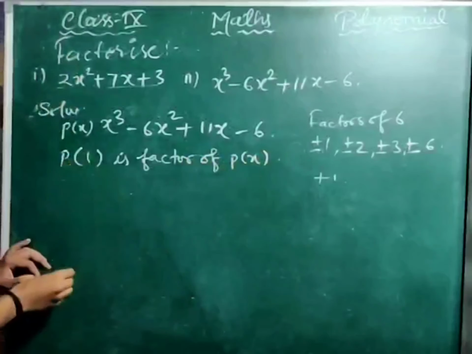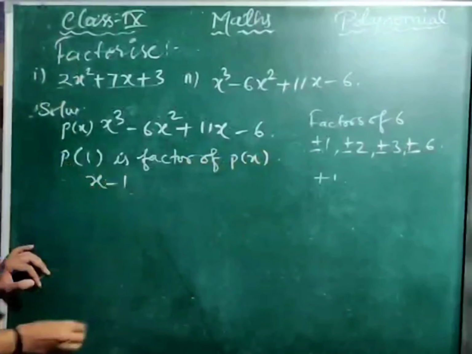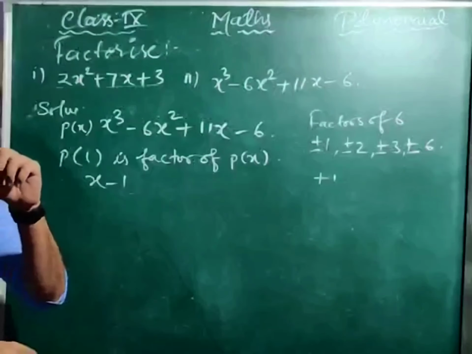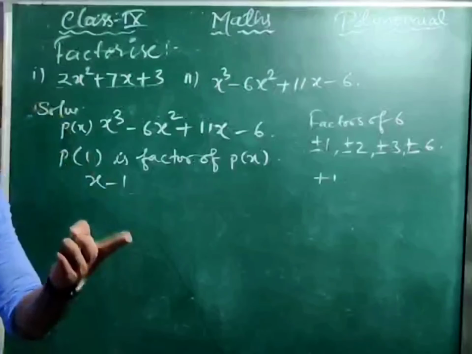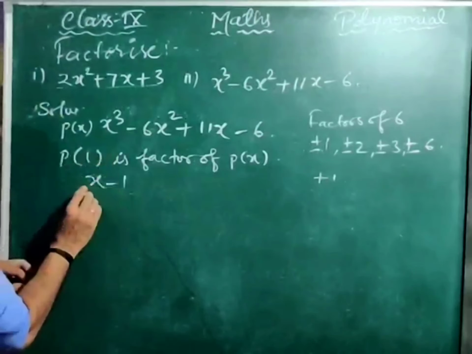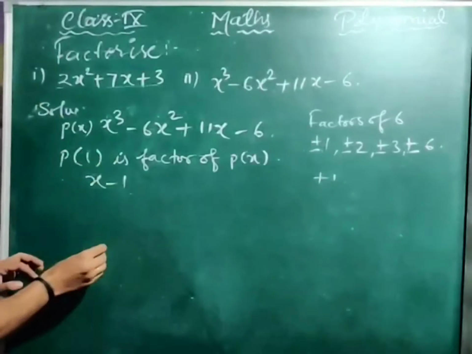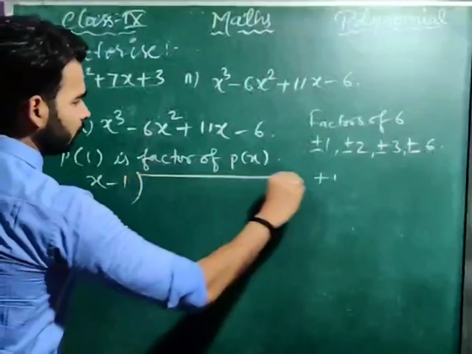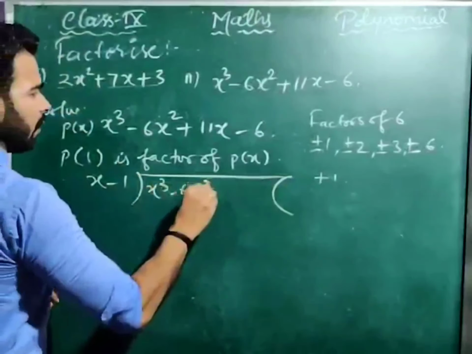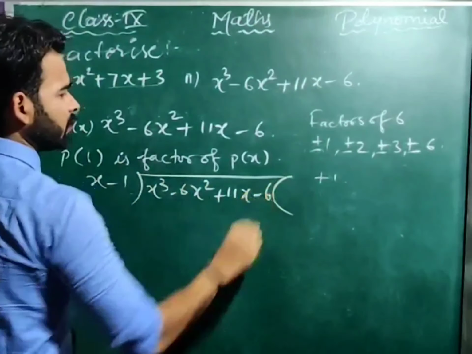So we will get x minus 1. In the factor theorem I told you the second condition, p(1) is equal to 0. So x minus 1 we will get, and we will divide the polynomial x cube minus 6x square plus 11x minus 6.